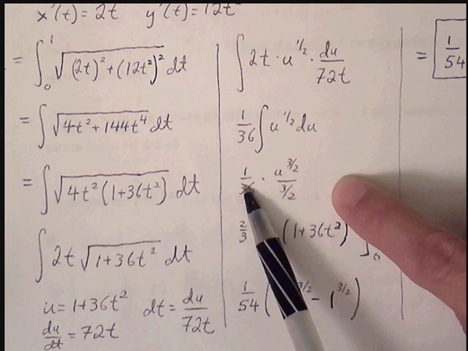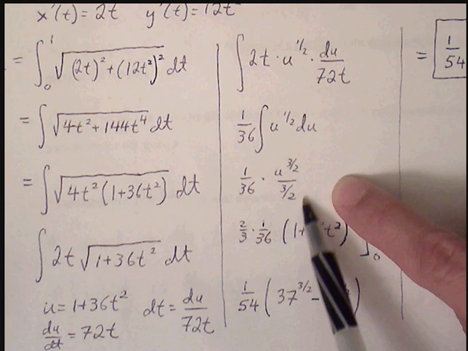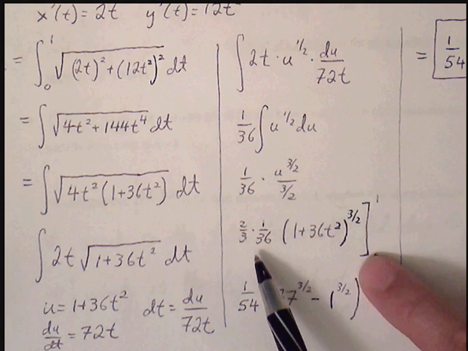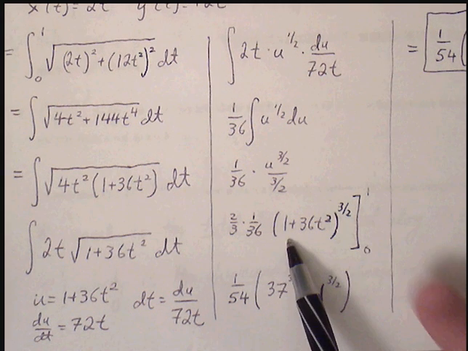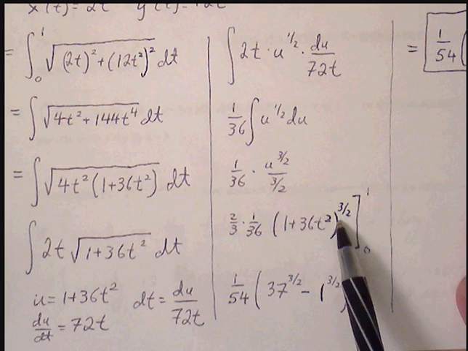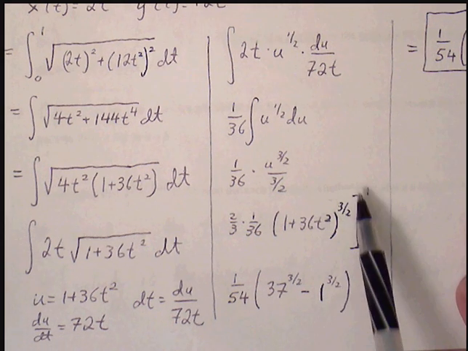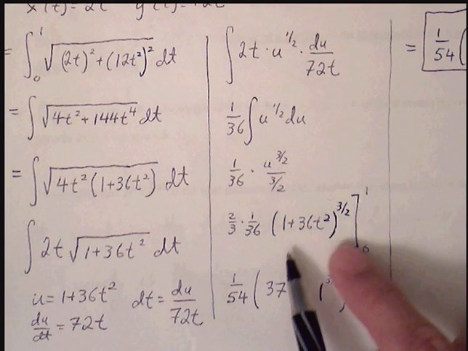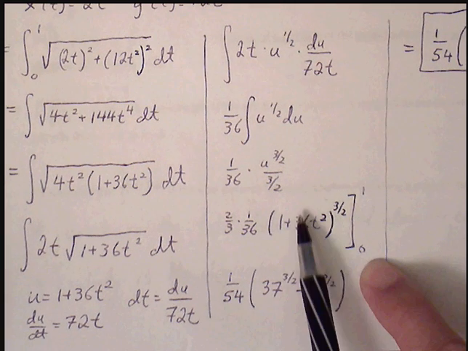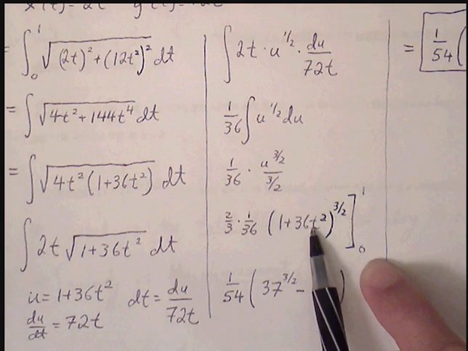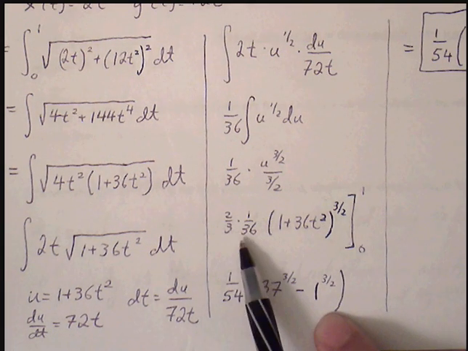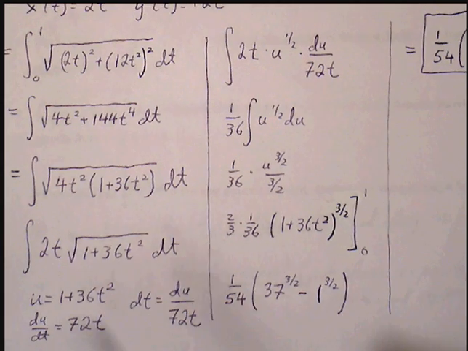Combine the 3/2 with 1 over 36. We can flip this to the numerator to be 2/3 times 1 over 36. And then convert the u back in terms of t. And now we can evaluate our upper and lower bounds. So plug 1 in for t, we get 37 to the 3/2. Plug in 0 for t, we get 1 plus 0, so 1 to the 3/2. And then the coefficient 2/3 times 1 over 36 is 1 over 54.